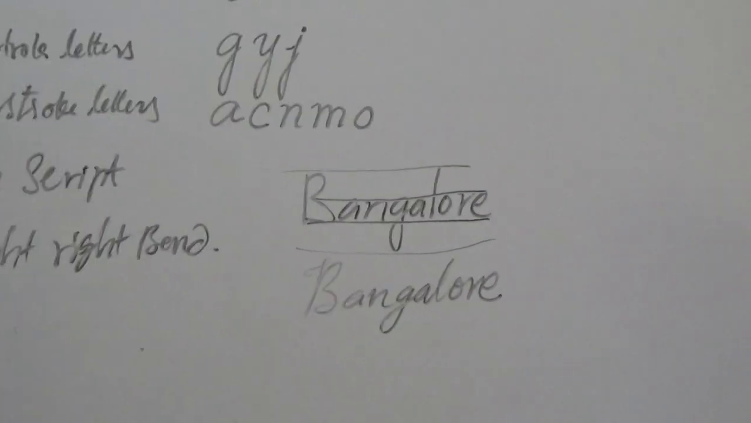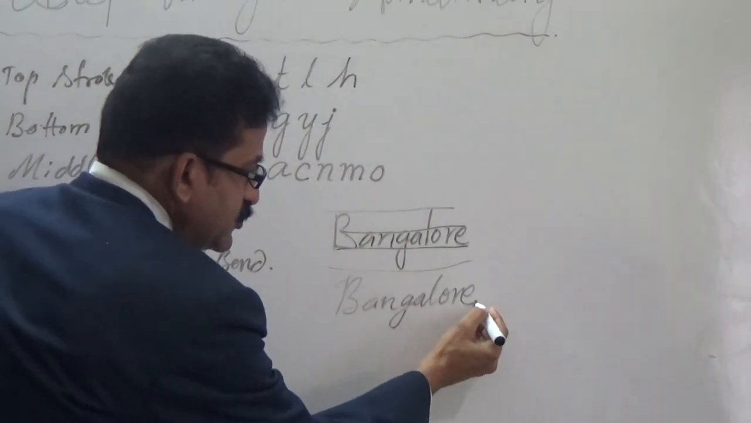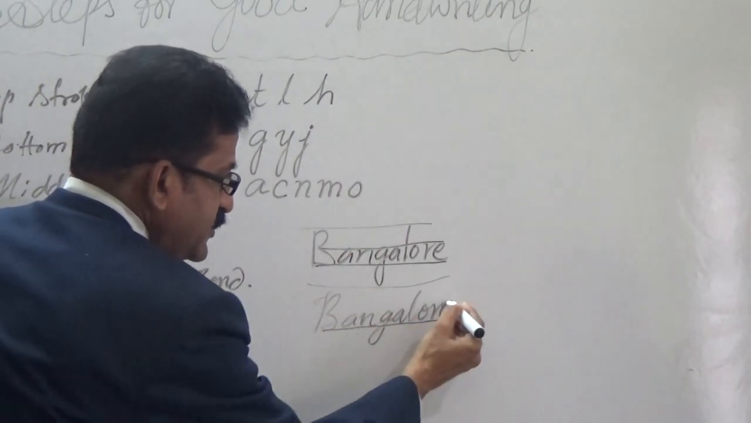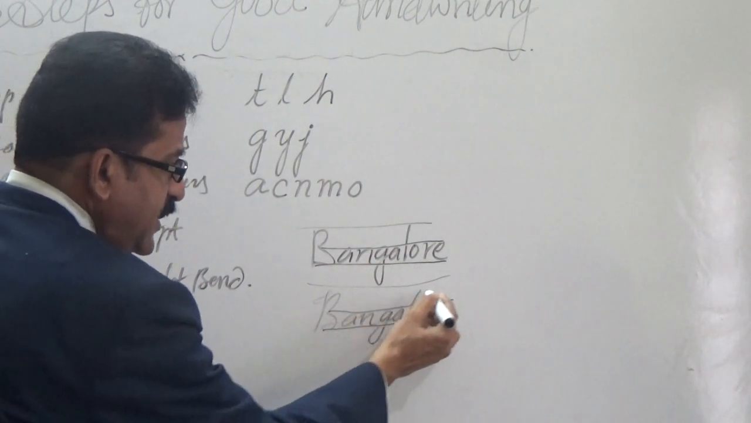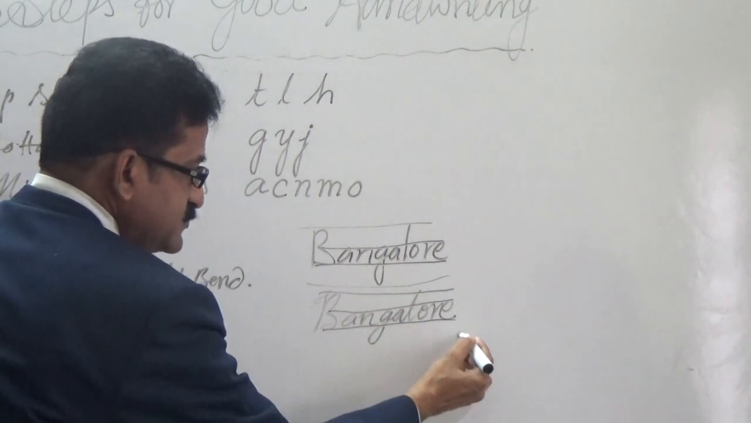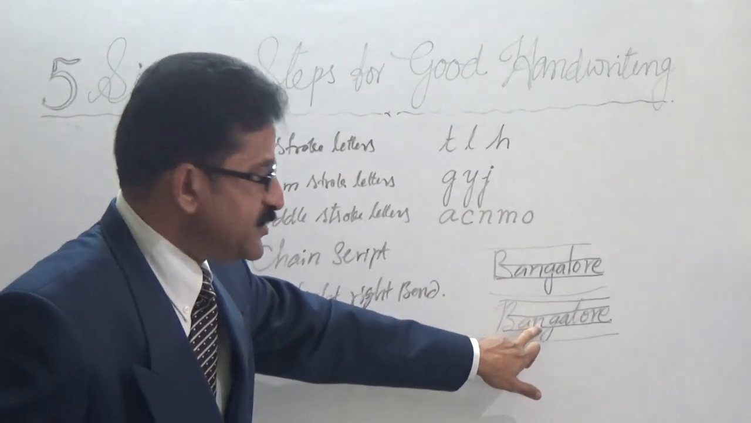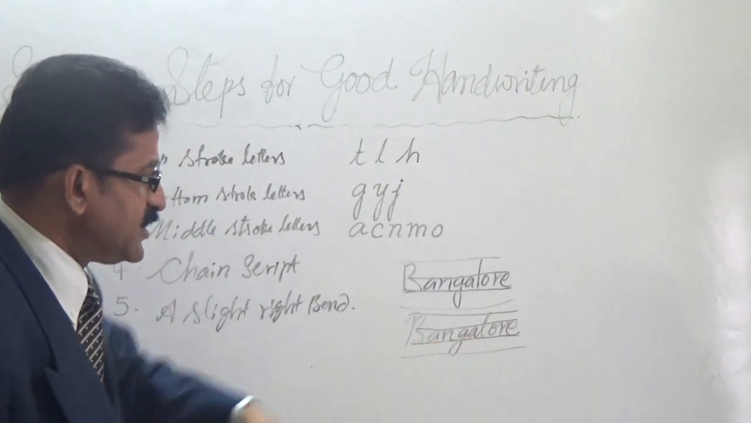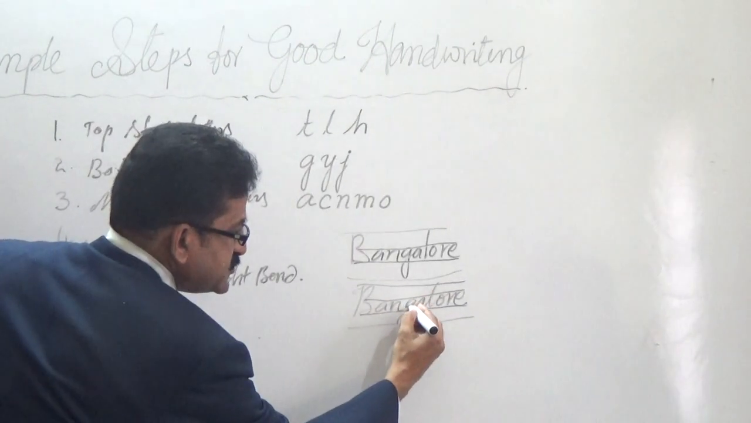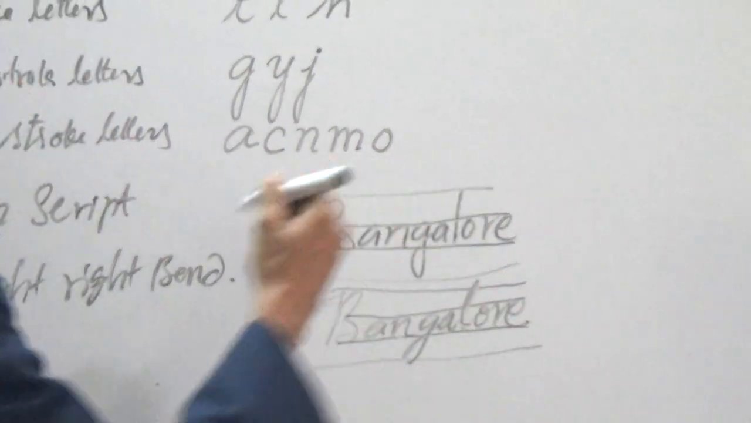We can find the difference between these two. Instead of this, it looks nice, because it is in the chain script, it has a slight right bend, and it is according to the norms. For example, B is the capital letter up to the top line, and A and N are in the middle stroke. Here A, O, R, E, all these are middle. This G is the bottom stroke, so up to the bottom line. This is L, up to the top line.